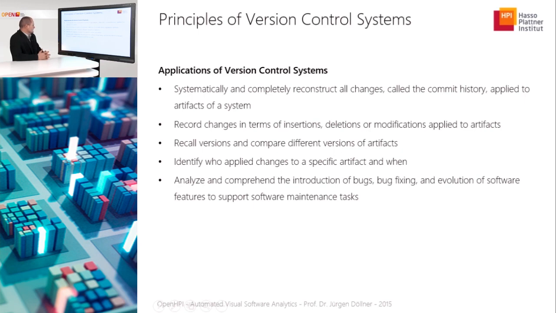Sometimes you also want to identify who, namely the developer, applied changes to a specific artifact and when this modification happened. There's also an application with respect to analyzing and comprehending the introduction of bugs or the correlated bug fixing, and in general the evolution of software features that helps to support software maintenance tasks. So you see, version control systems have manifold applications, and they are very precise. They record everything that defines the change of a software system. For that reason, they are very relevant for software analytics because they know the history of the system.